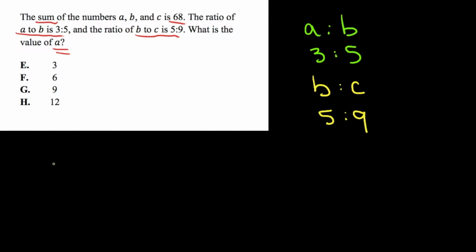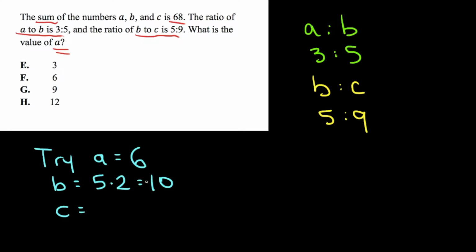Okay, I'm going to try something in the middle to start. How about 6? So I'm saying A equals 6. Let's figure out what the other values would be, B and C. Well, the ratio of A to B is 3 to 5. A is 6, which is 3 times 2, so B would be 5 times 2, and that's 10. And the ratio of B to C is 5 to 9. 10 is 5 times 2, so C would be 9 times 2, and that's 18.